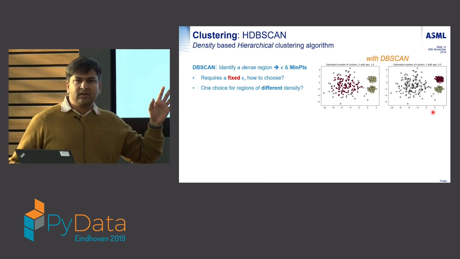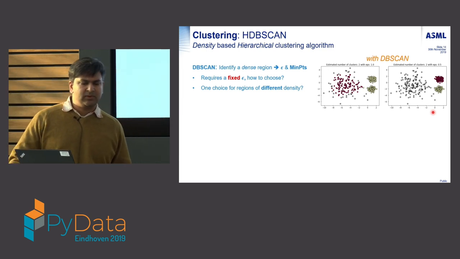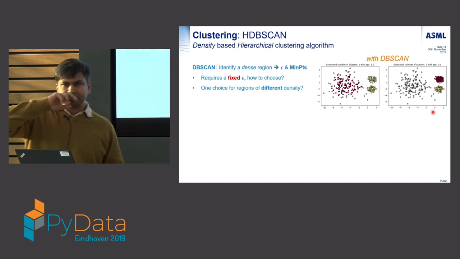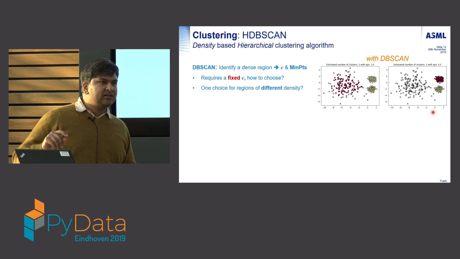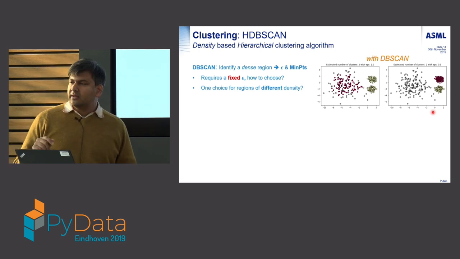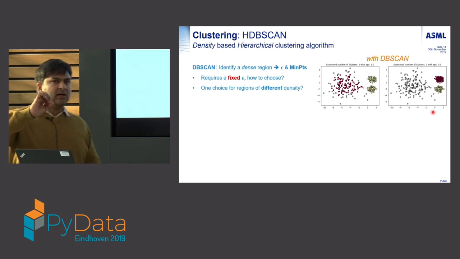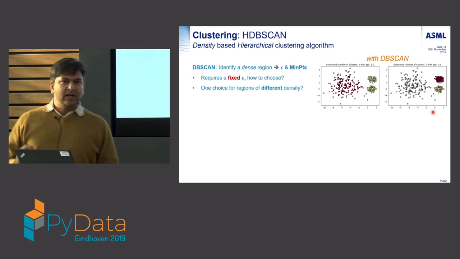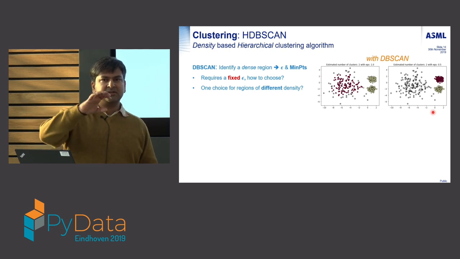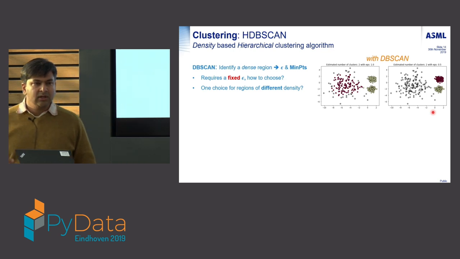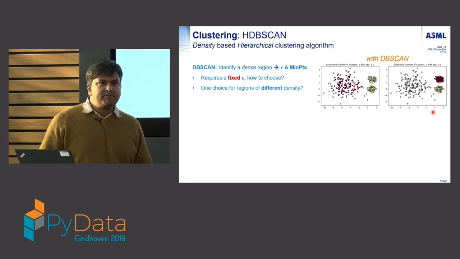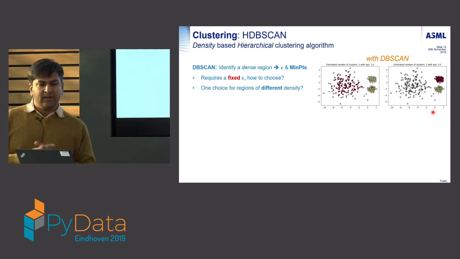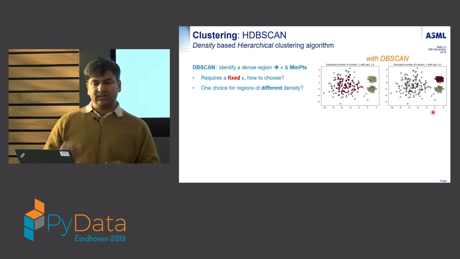Regarding density based clustering methods, the DBSCAN algorithm is quite a popular one, which works on the principle that it tries to identify a dense region in your data. And to define what dense is, it requires two parameters: epsilon and min points. The way it works is, around each point in your data, you create a spherical ball with a certain radius epsilon. If the number of neighbors that this radius encloses is greater than min points, you call that point dense. Then you start connecting all the dense points that are nearest neighbors of each other, and that defines a dense region, which you associate with a cluster.